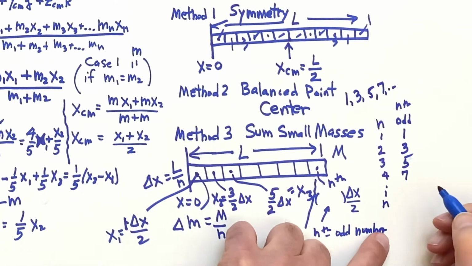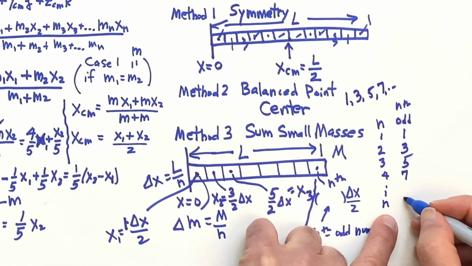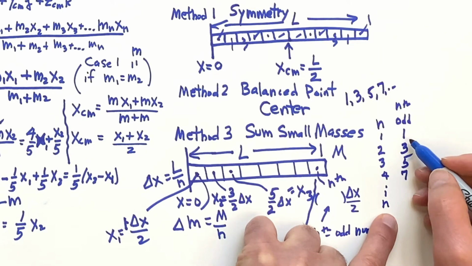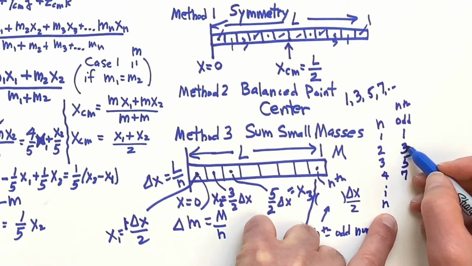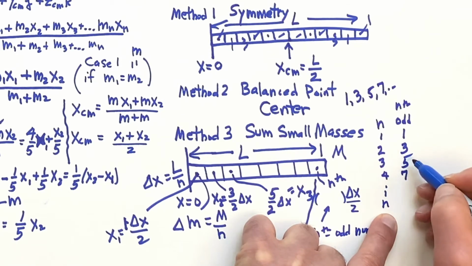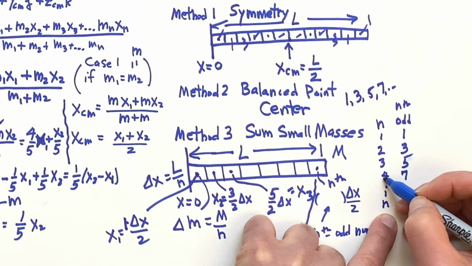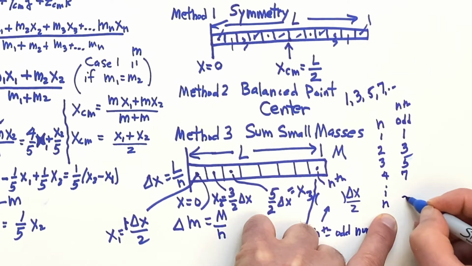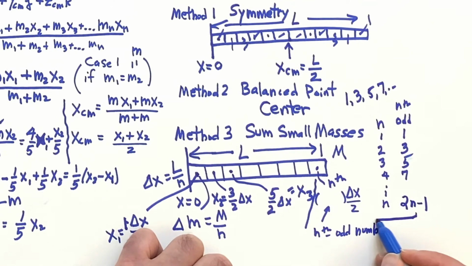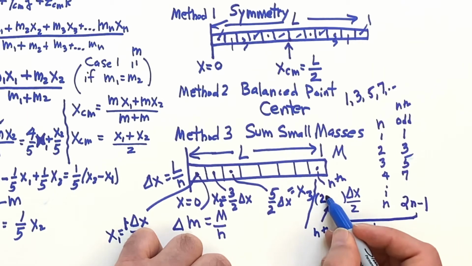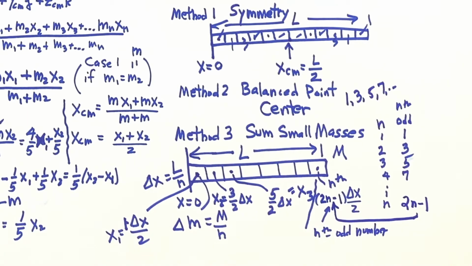And then what would the nth one be? Well, if you take 2 times 2 and subtract 1, you get this. If you take 2 times 3 and subtract 1, you get the 5. If you take 2 times 4, you get 8, subtract 1, you get the 7. So 2n minus 1 is what you're going to need in here. 2n minus 1. So now we have all the little m's and the little distances.